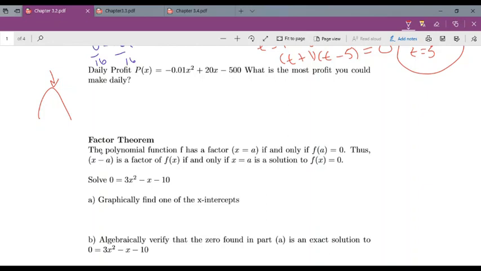So with that maximum point, you want to figure out exactly where it's at. You could do a few different methods. You could find your maximum point, or you could just graph it. I'm always the one that likes to take the easiest way. So let's go over here real quick to our TI, graph it, and find the most profit that you can make daily.